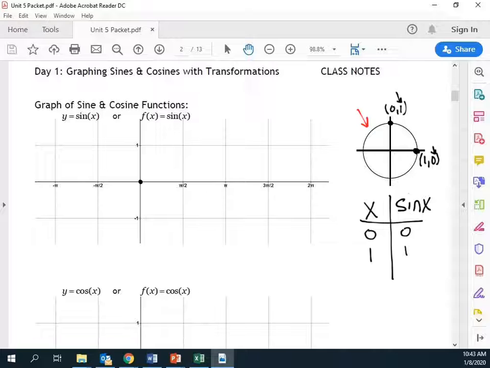Oops, I'm sorry, guys. It's not 1. It's pi over 2. My bad. Your x's are all going to be radians or degrees. Your x's will always be radians or degrees. Move on to the next thing on the circle, which is going to be pi. What are the coordinates for that point? -1, 0. What is the y value there?